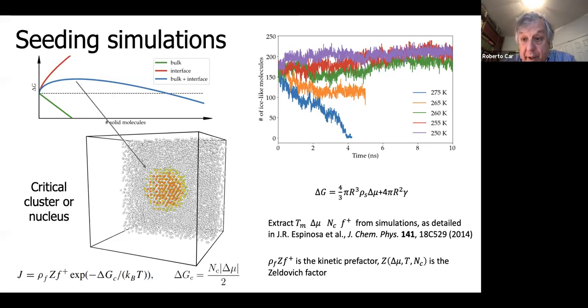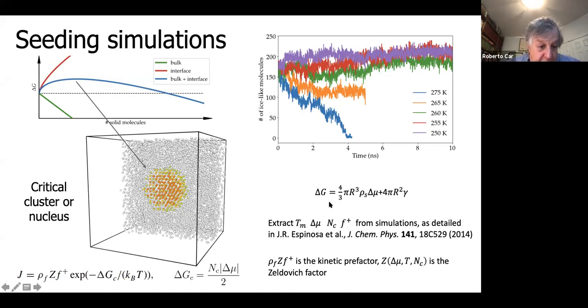And indeed, if we perform a simulation as shown here in this upper diagram on the right, we monitor the number of ice-like configurations at different temperatures. You see that when the temperature is low, the ice-like structure decreases with time. Time is of the order of nanoseconds here, and the structure grows at higher temperature, and remains stable in a small range of temperature.